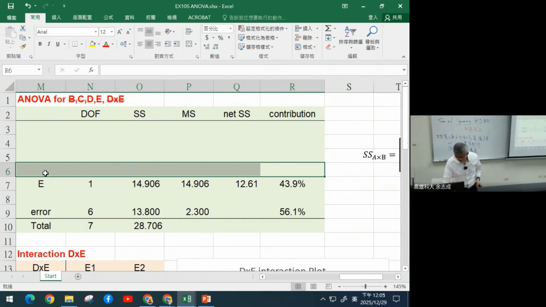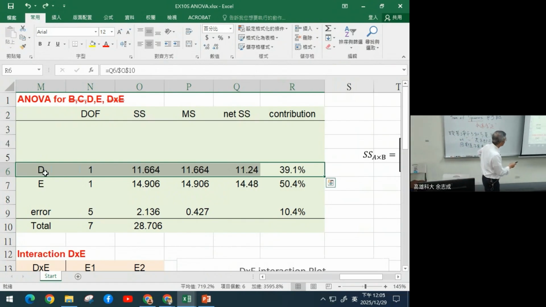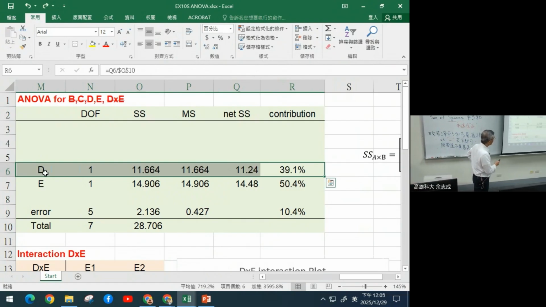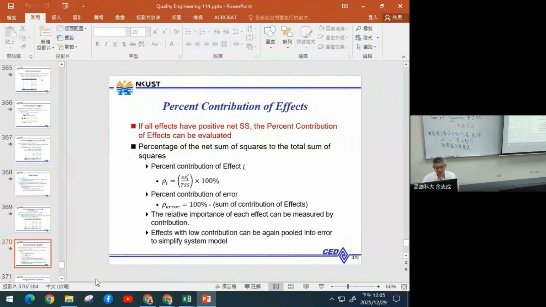And let's go back. So whenever your contributions are all bigger than the error, and also your error percentage is smaller than 15 percent, then your model is good enough. You don't need to continue to simplify the model. So let's go back to the PPT.